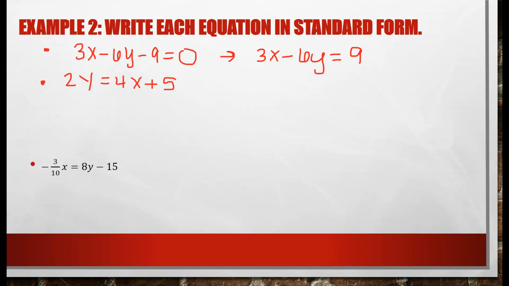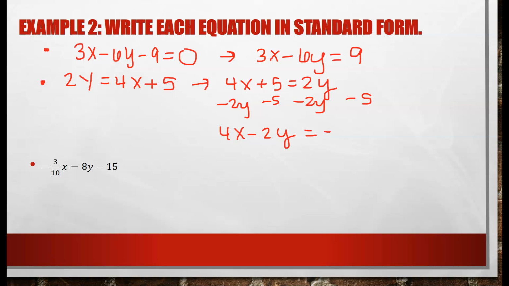So here we have 2y equals 4x plus 5. Remember that we have the symmetric property of equality. So what that says is that I could treat this like 4x plus 5 equals 2y. So I can flip it. And then I can subtract the 5 and subtract the 2y, so that I have 4x minus 2y equals negative 5. The b and c values can be negative, just not the a.